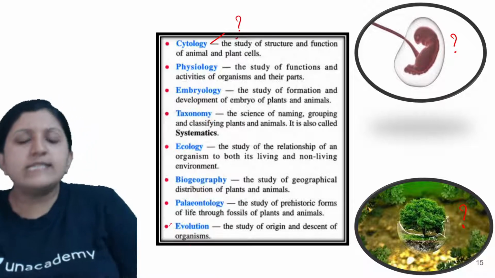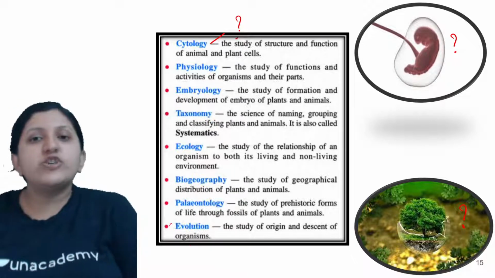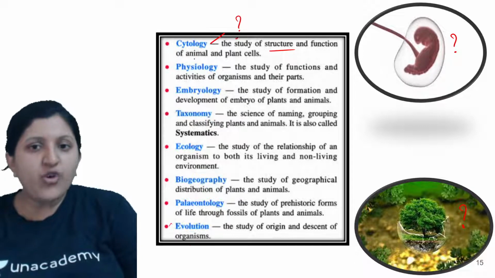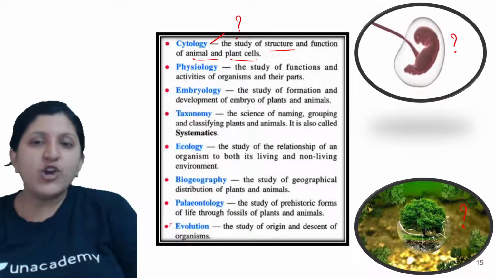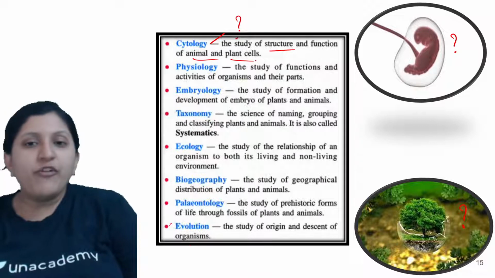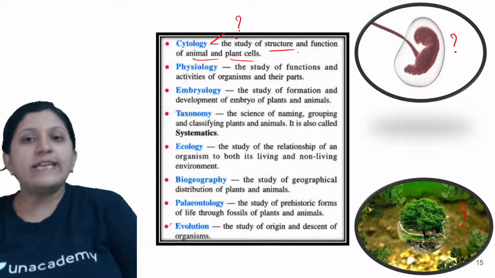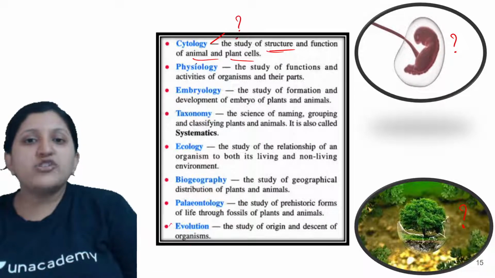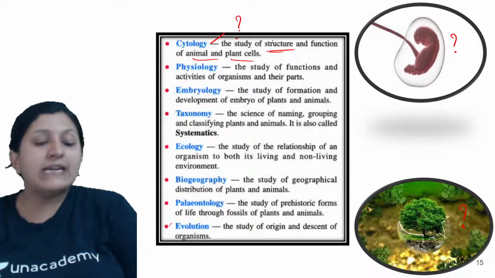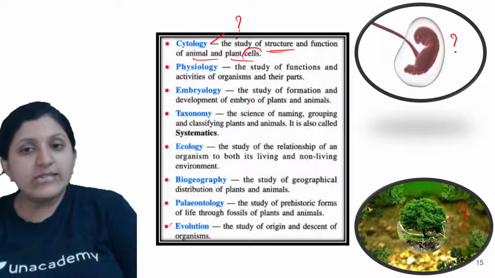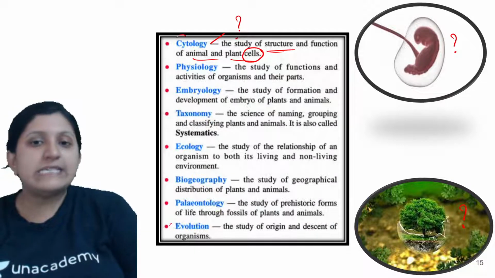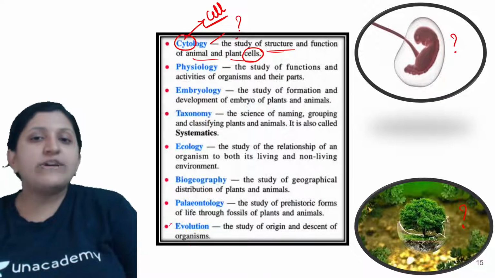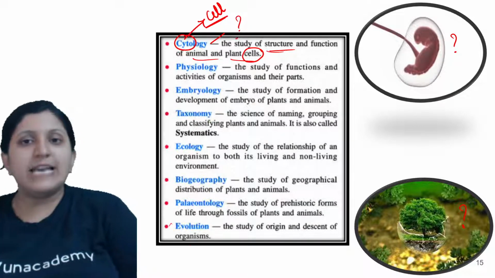In this case, cytology is basically a study of the structure and function of animal and plant cells. So the study of animal cells, the study of plant cells, how the cells are arranged. Cyto means cell, so the study of a cell is called cytology.